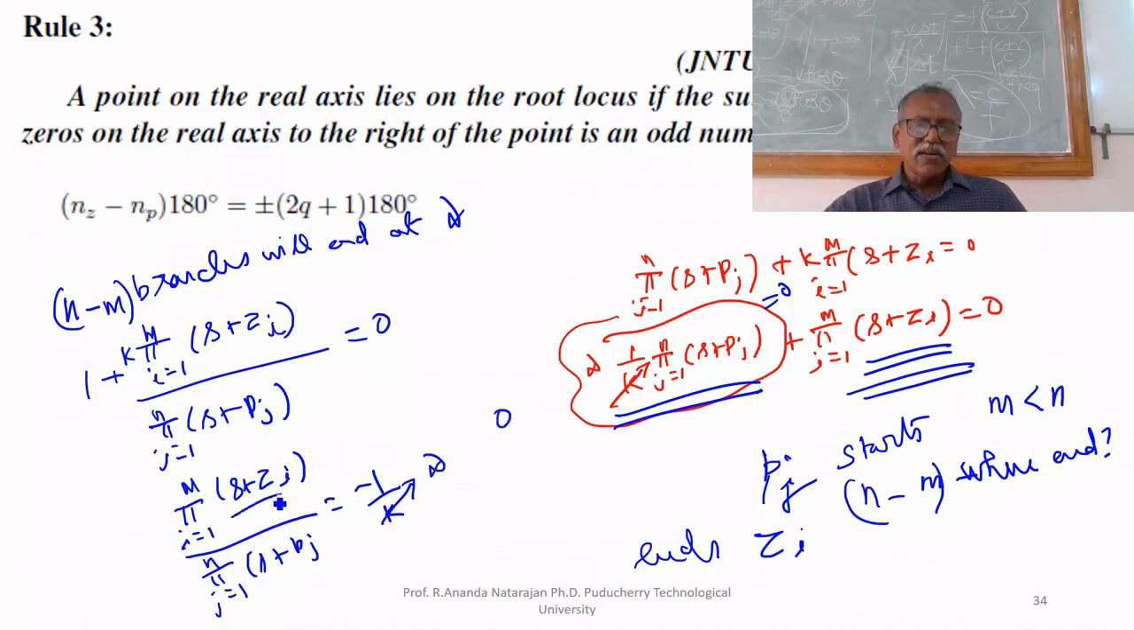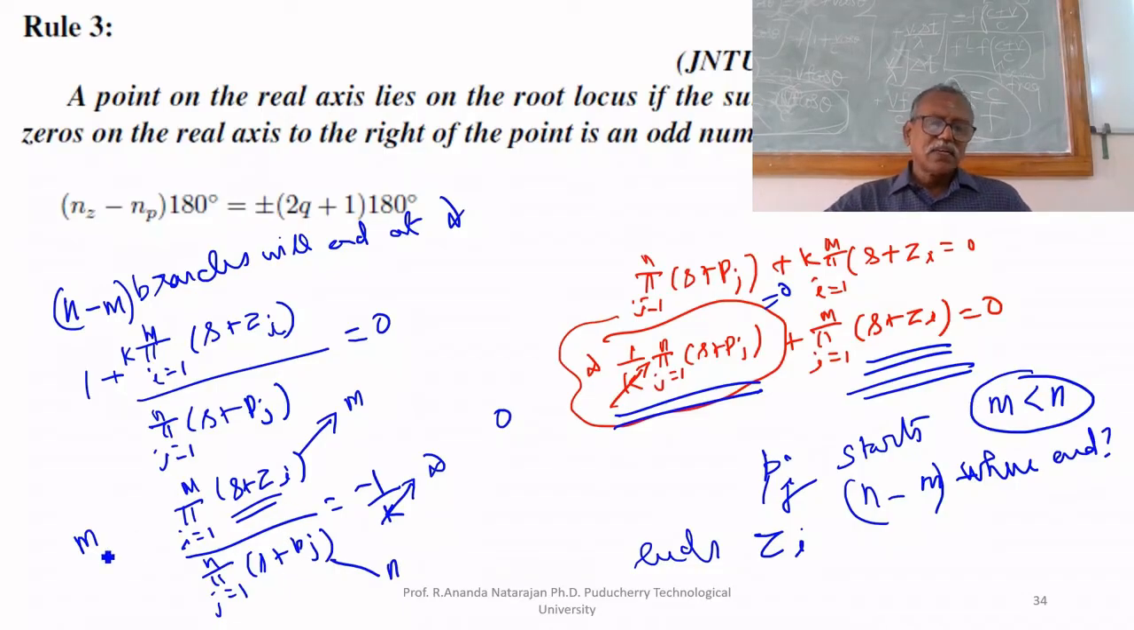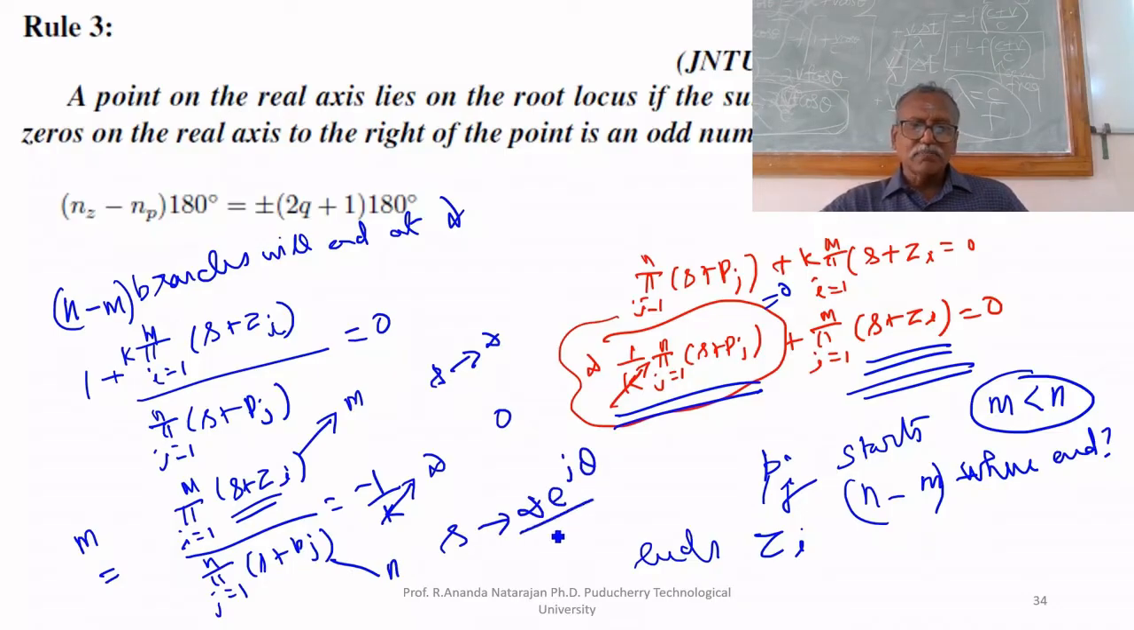Here, the numerator has only m poles, the number of terms equal to m. Here, the number of terms equal to n. We know that m is less than n. Therefore, as a limiting case, this becomes 0, this s should tend to infinity, s tends to infinity e power j theta. If s tends to infinity, then only the left hand side becomes 0. Already, as k tends to infinity, the right hand side is 0.